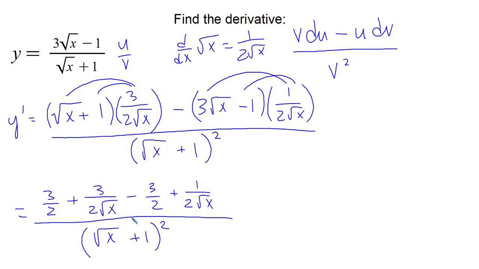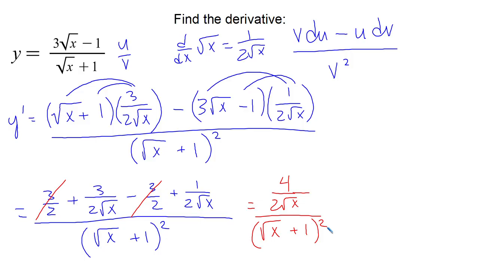And we can see the 3 halves and the minus 3 halves should cancel out. And we're left with 3 over 2 root x plus 1 over 2 root x. Well, if I have 3 of something and then 1 of something, that'd be 4 of that thing. Right, so that'd be 4 over 2 root x, all divided by our root x plus 1 squared.